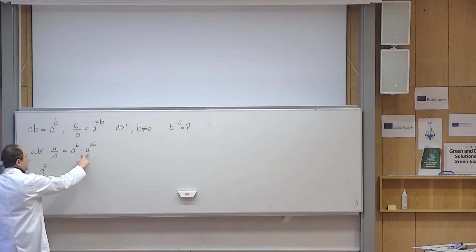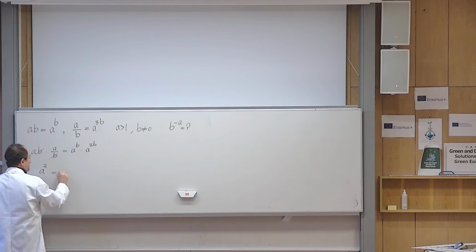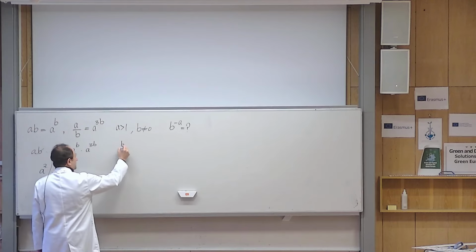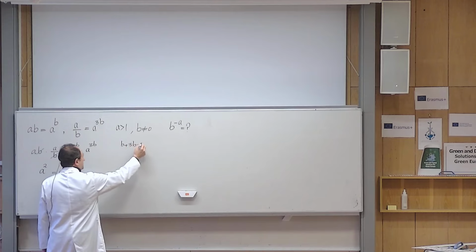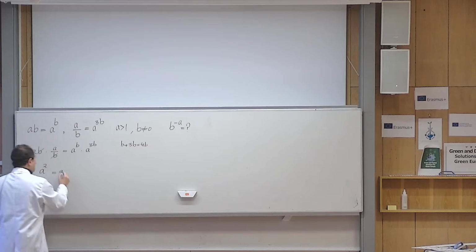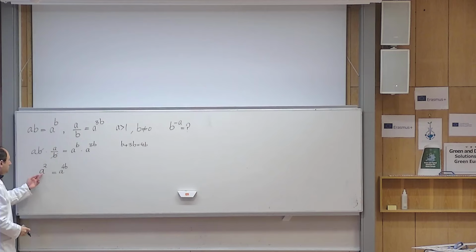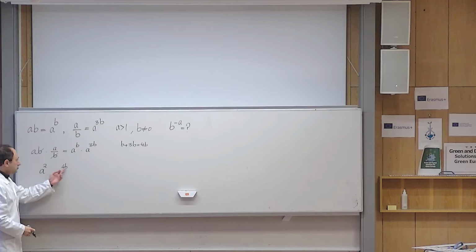And here I have two powers with the same bases. I want to multiply them, so the rule is to write the same base and add the exponents. Okay, of course, B plus 3B simply becomes 4B, so I have to write 4B. And now look, I have a second power of A supposed to be equal to the power 4B of A.